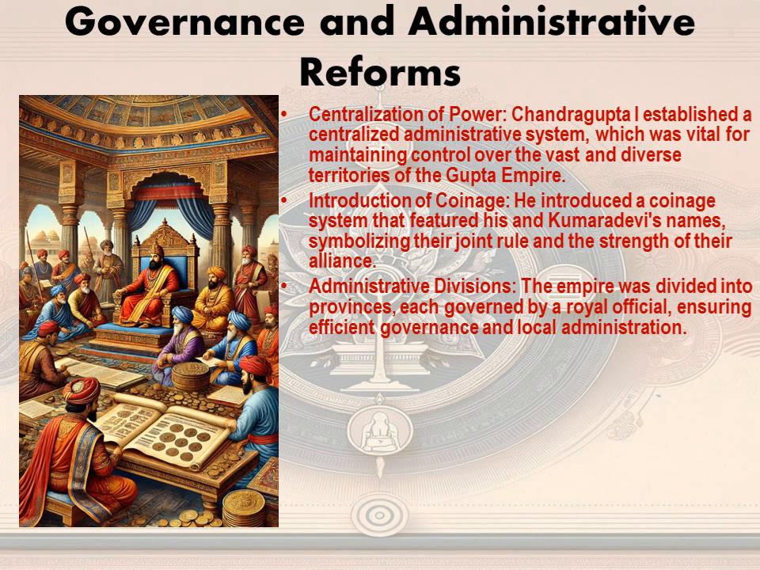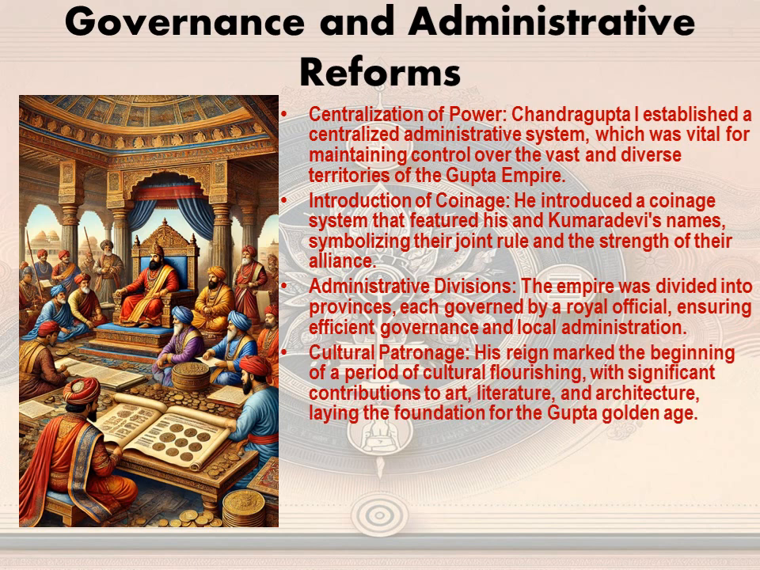The empire was divided into provinces, each governed by a royal official, ensuring efficient governance and local administration. So, the whole empire, for administrative purposes, was divided into numerous provinces, and in each province there was a royal official who ensured that efficient governance and local administration functioned properly.